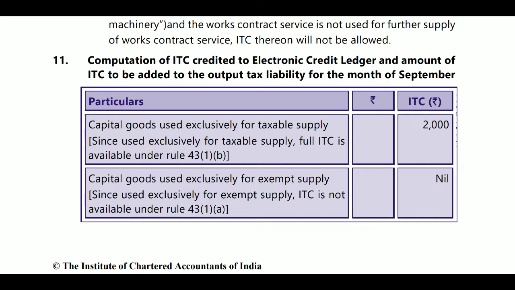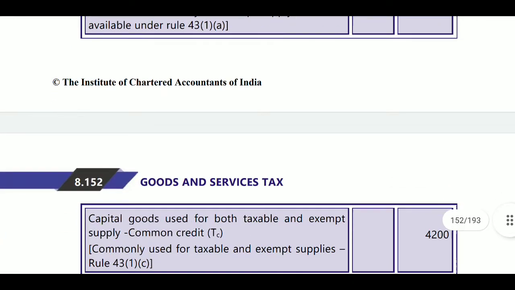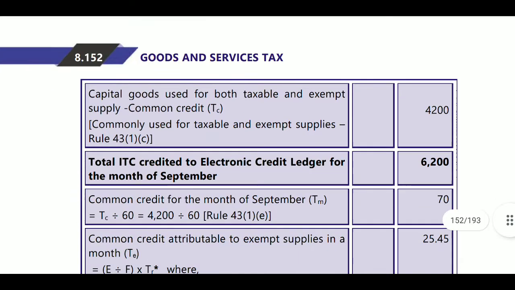It can be allowable. So ITC 2000 will be allowable since it is used exclusively for taxable supplies. And when it is used exclusively for exempted products, it cannot be allowed as ITC claiming under rule 43(1). Next, capital goods used for both taxable and exempted supply are treated as common credit.